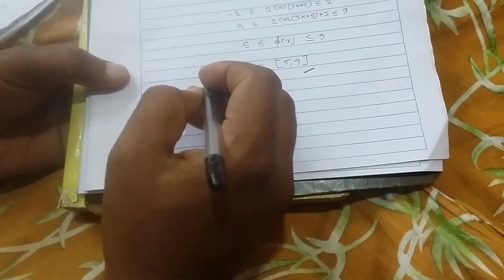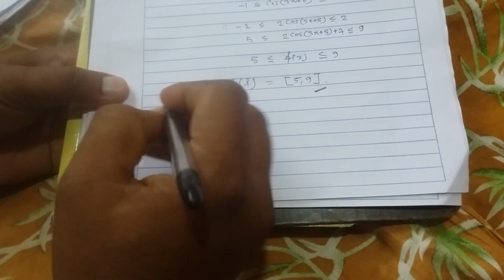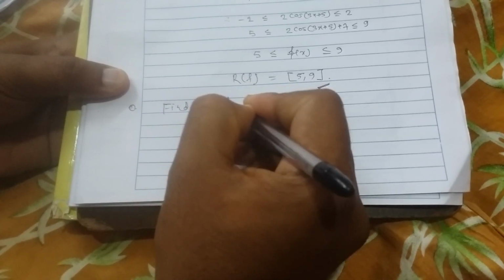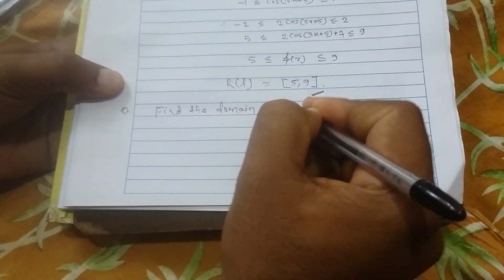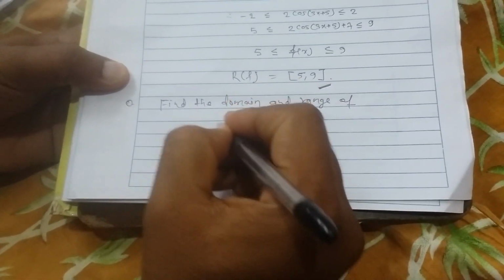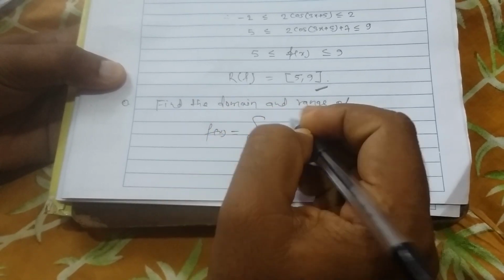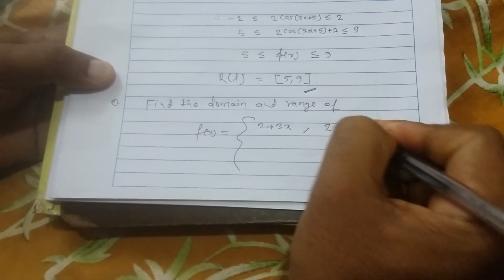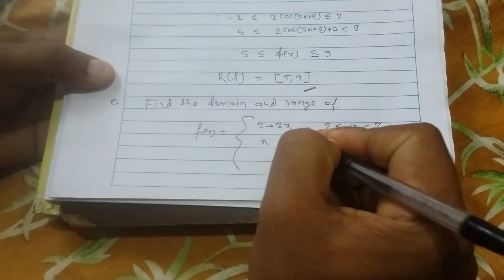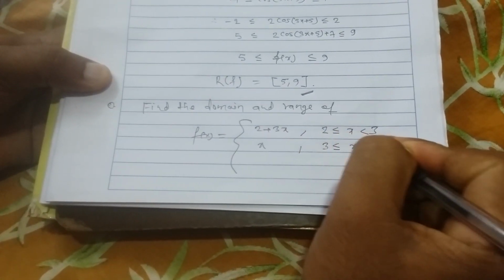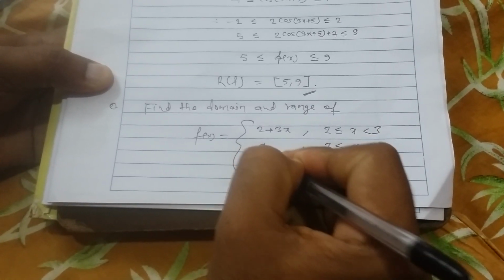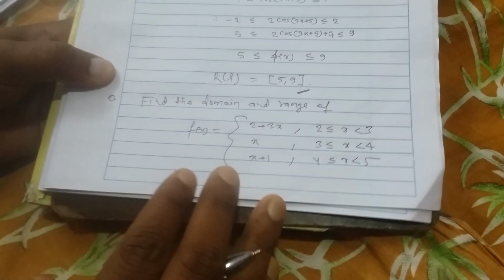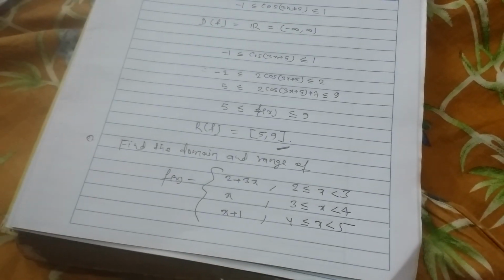Now let us move to another question. Find the domain and range of f(x) equal to 2 + 3x when 2 is less than or equal to x is less than 3; x when 3 is less than or equal to x is less than 4; and x + 1 when 4 is less than or equal to x is less than 5. We are going to find the domain and range of this function.